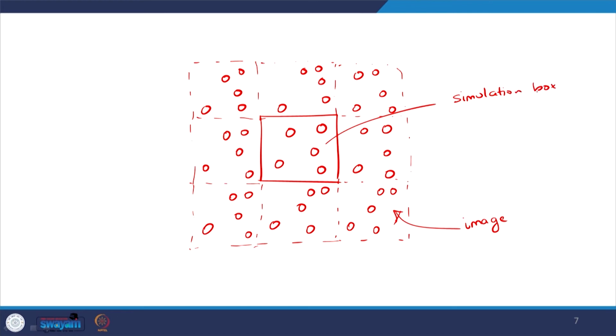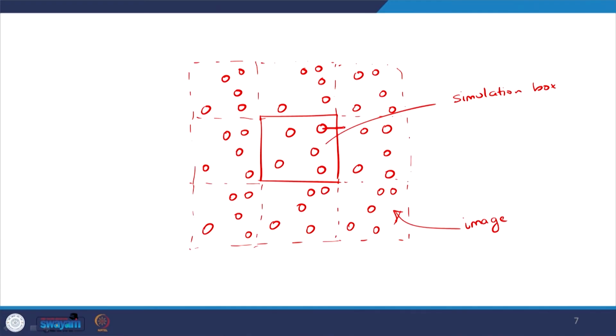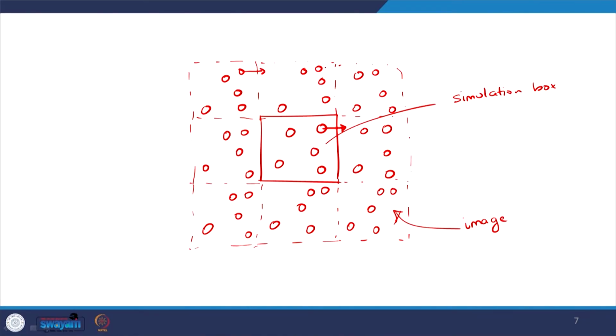So this is purely a hypothetical picture. For the purpose of simulation, I am only simulating the simulation box in the center, but one can imagine that the same configuration is being repeated throughout the entire volume, and that would be a representation of the bulk system that I am trying to simulate. And then we can say that, for example, if one of the particles leaves, since the configuration of the images is the same as the simulation box, all these images also undergo the same movement.